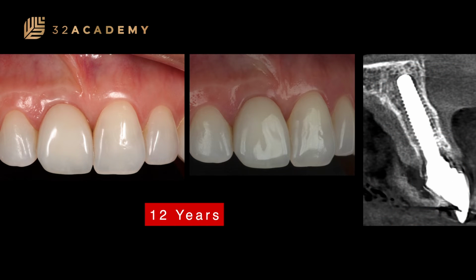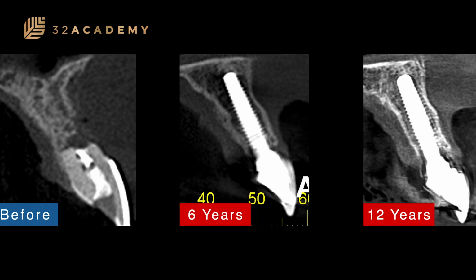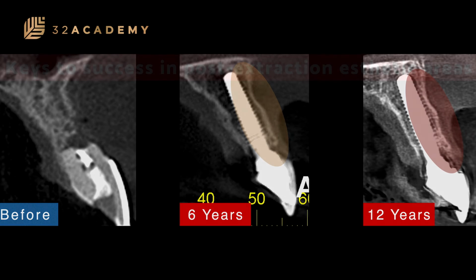And this is the follow-up after 12 years. Everything is being maintained in its original position. Talk about the gingival architecture position. If you make a comparison of the follow-up after 6 years and 12 years, what do these two images have in common? We have the bone stability, height and thickness.